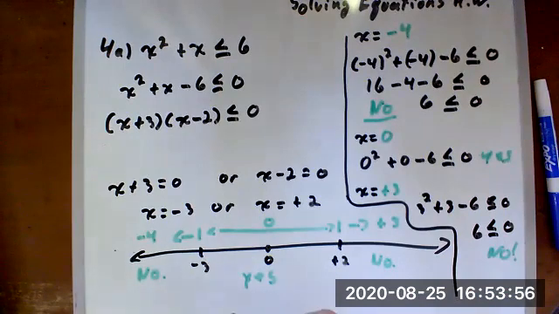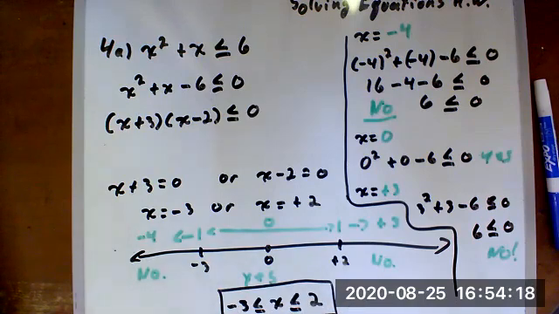So how do we end up writing our answer? Pretty much exactly like that. We're going to go from negative 3 to 2. So x will be greater than or equal to negative 3, but less than or equal to 2. And that's our answer.